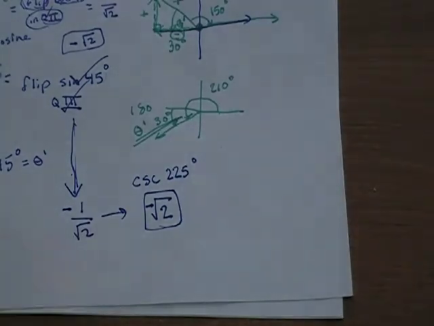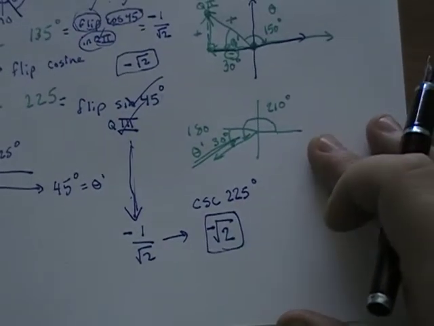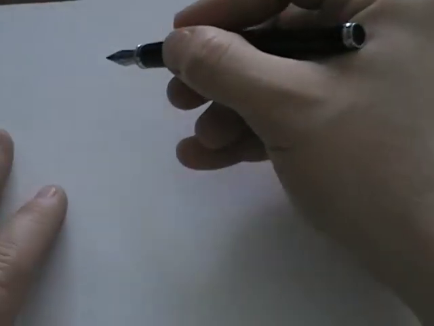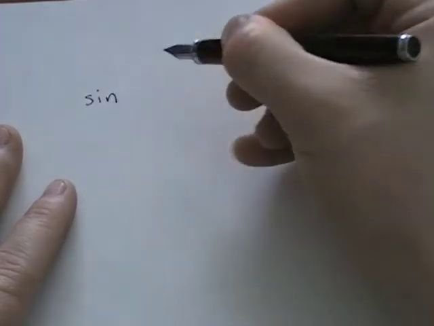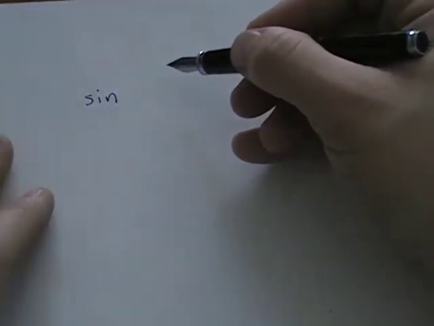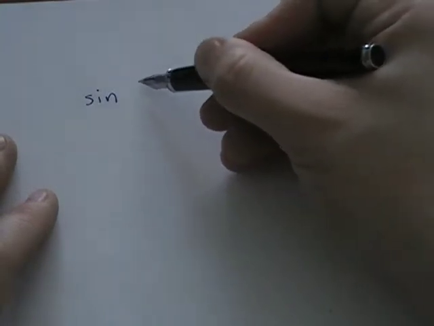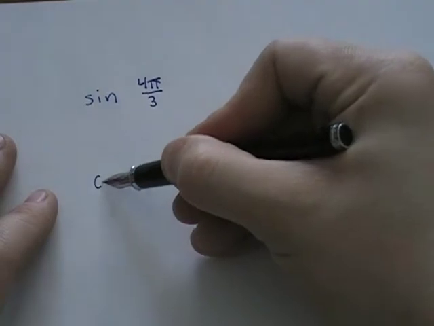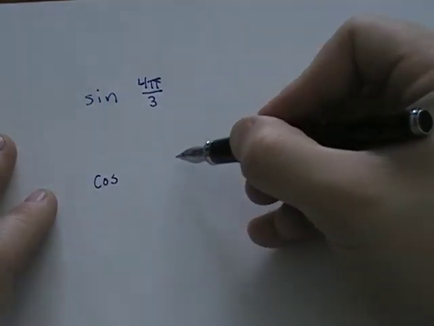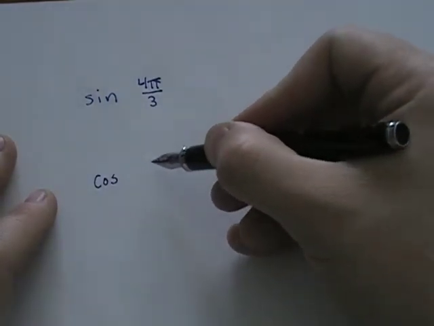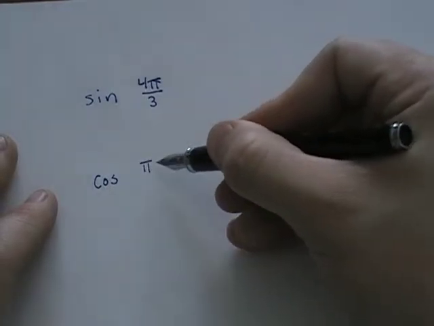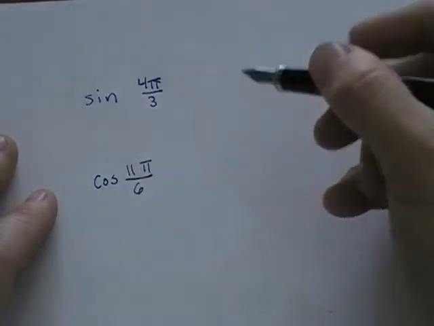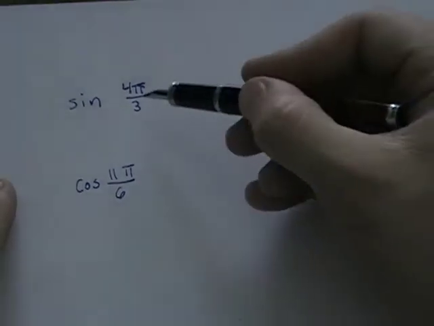Kind of fun. One last question. I'm not going to flip that page. I'm going to go to a clean page. What if I ask you the same question, but I ask you something like the sine of, let me pick a fun one here, 4 pi over 3, or the cosine of, let's say, 11 pi over 6? 11 pi over 6, okay? What if I ask you these exact values?